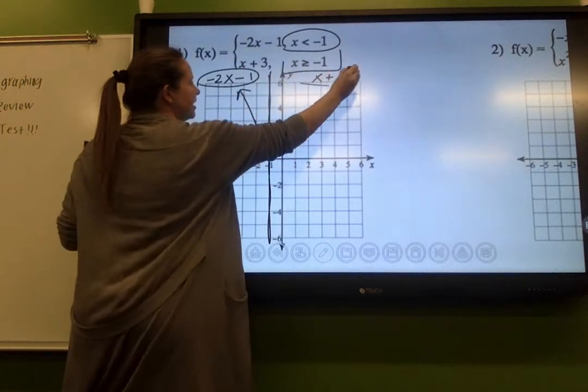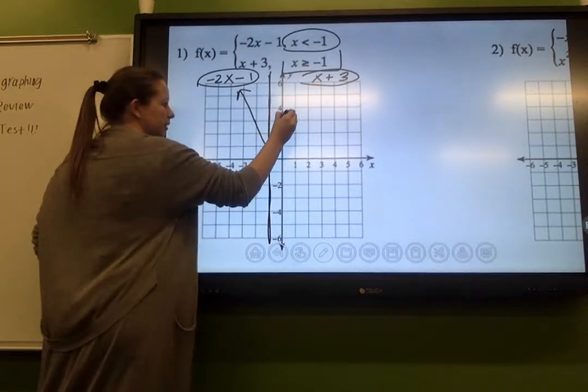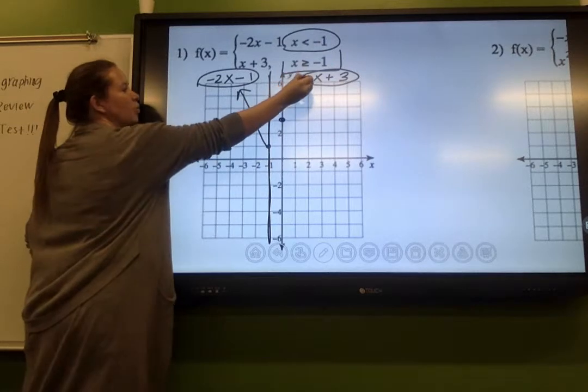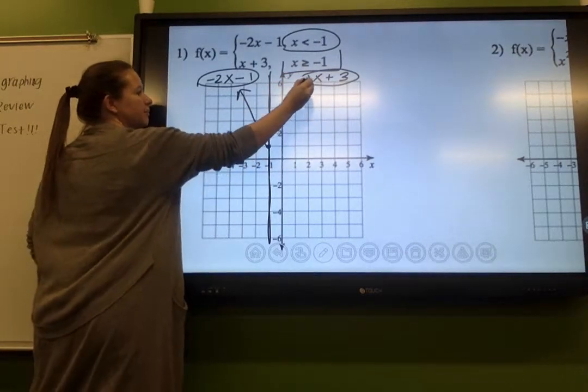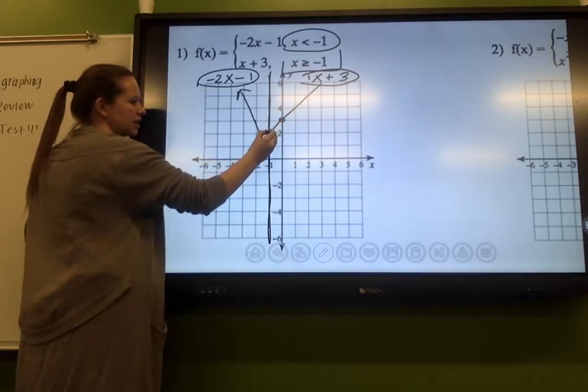Now let's do the other side. The other side is x plus 3. X plus 3 starts at 3, up here. And then the slope is just 1. Up 1 over 1, up 1 over 1. So this one is just a straight, easy, nice line, and you go all the way until you hit the line, and then you stop.